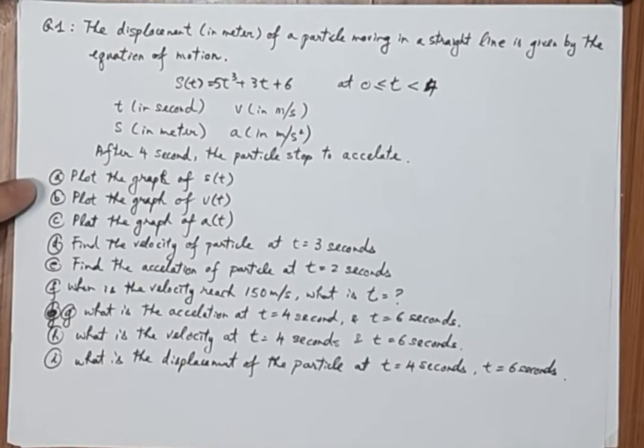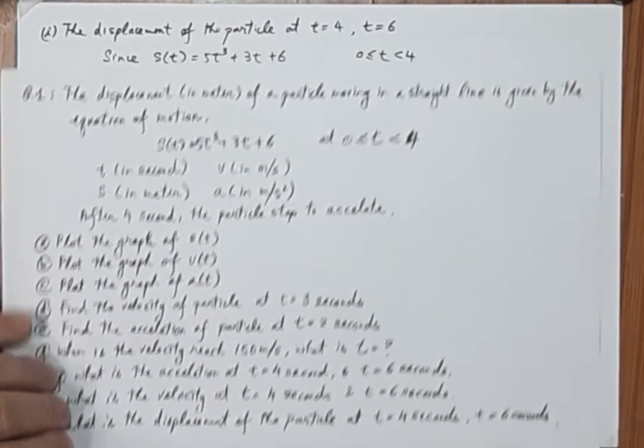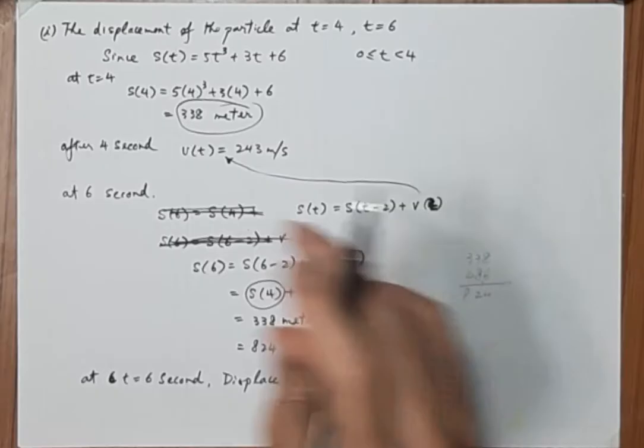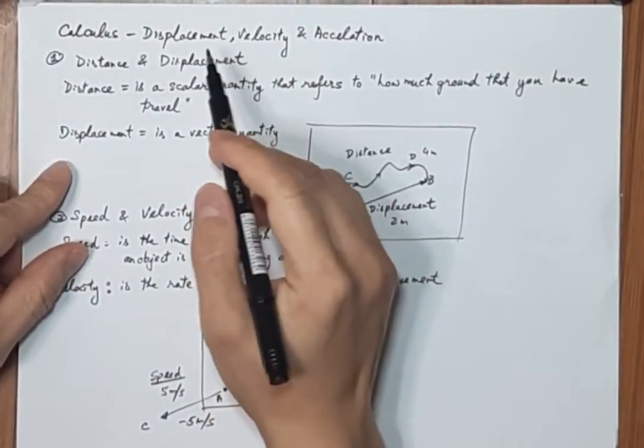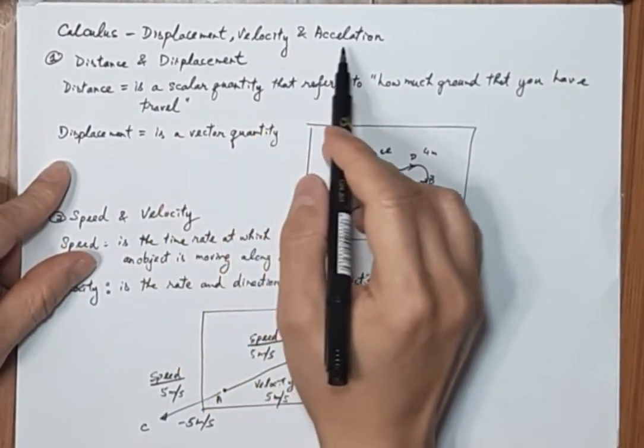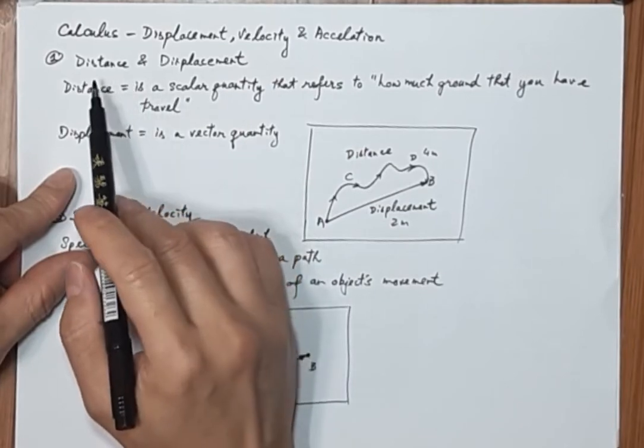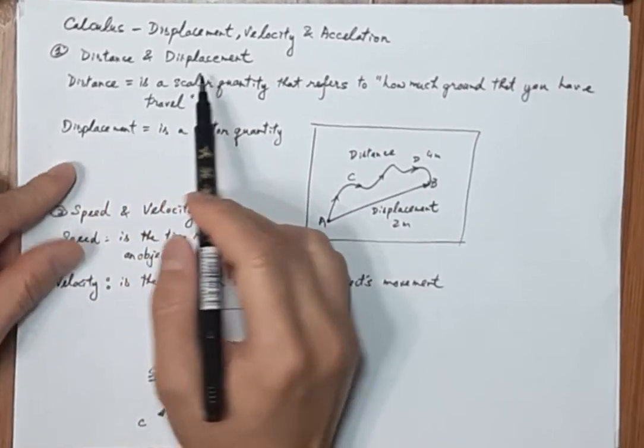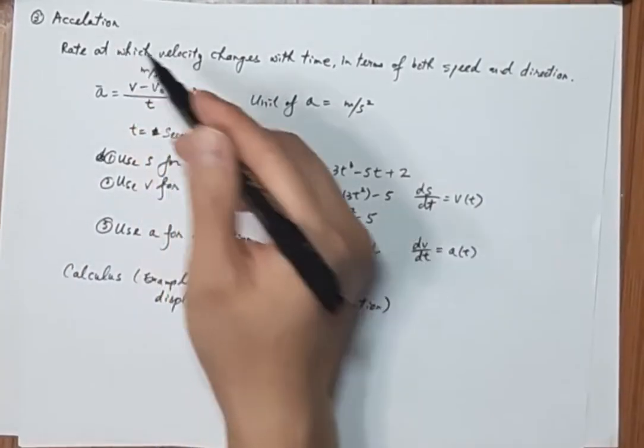We have done all parts from A to I. So this is all for today's lesson. For revision, today's lesson is the displacement, velocity, and acceleration, with differentiation between distance and displacement, speed and velocity, and finally the acceleration.